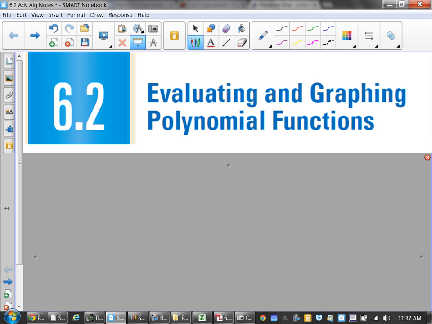Tomorrow then we'll get into the actual graphing portion of the polynomials. There really isn't like an H and a K shift because every polynomial is a little bit different, but we'll do that stuff tomorrow as well before we get into 6.3.